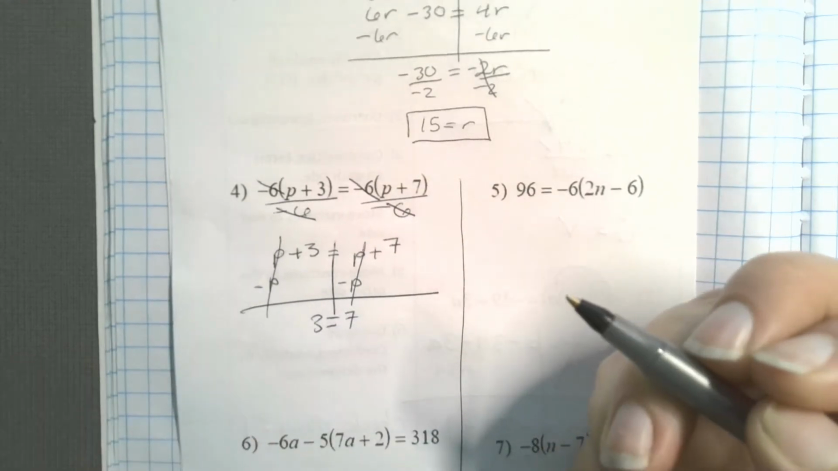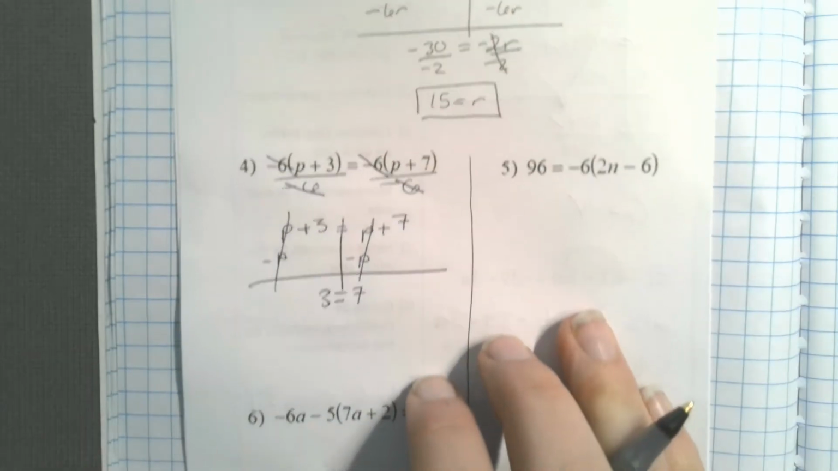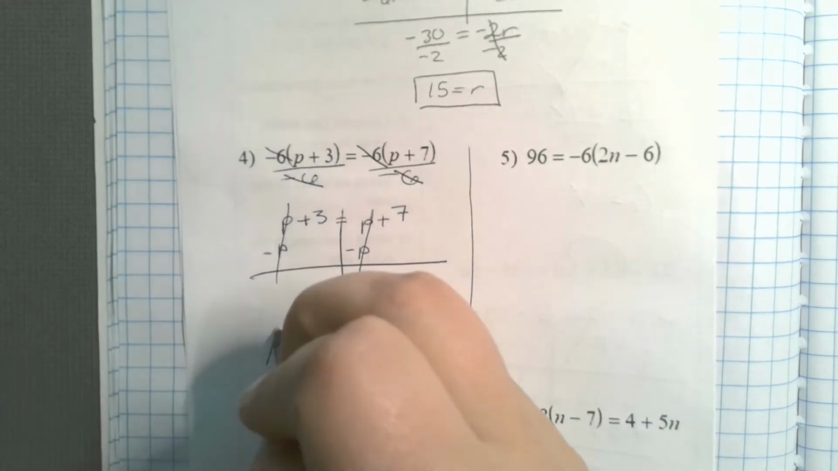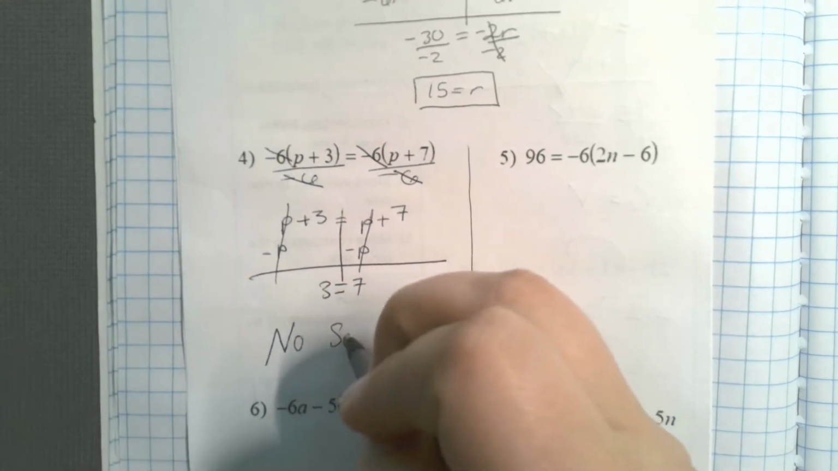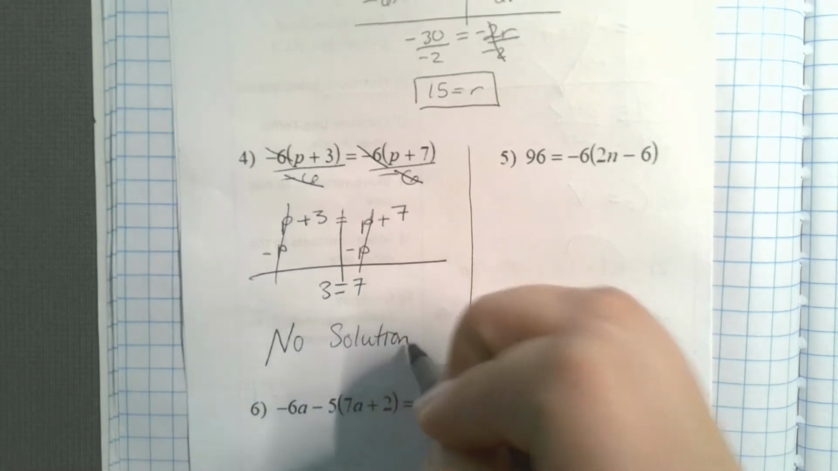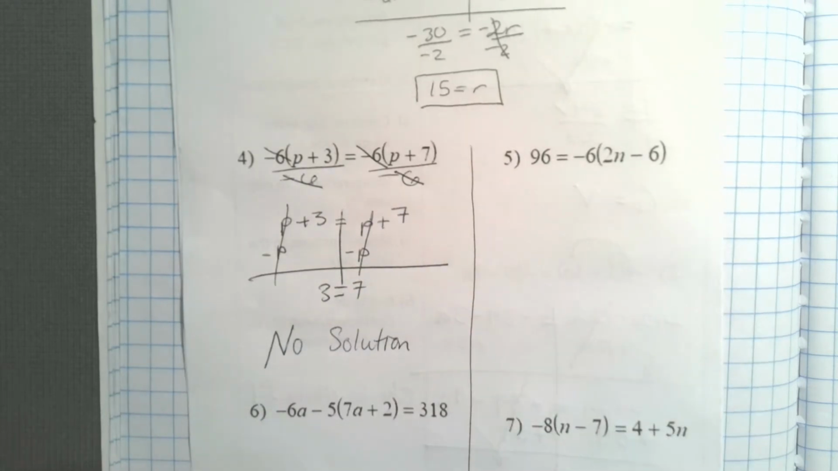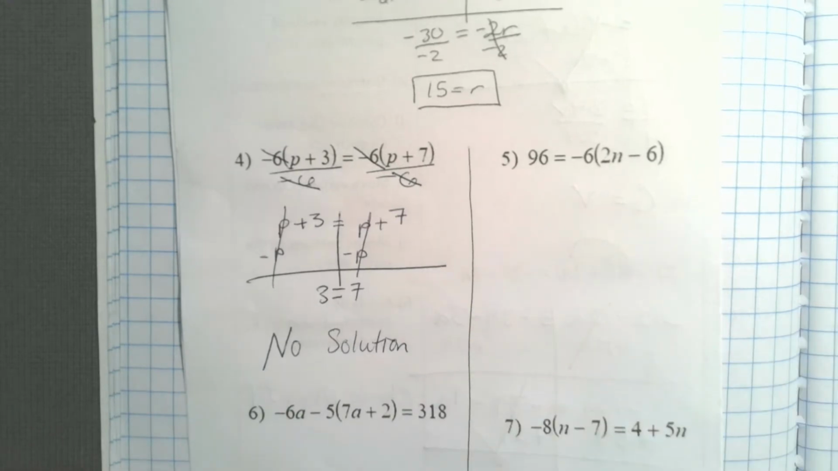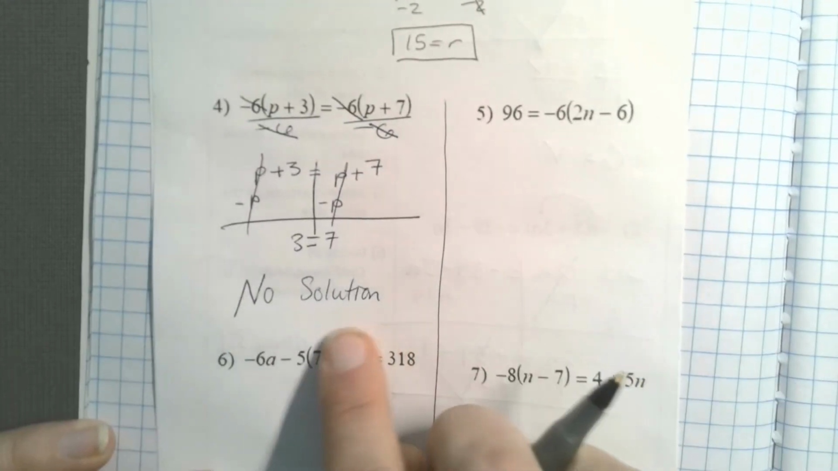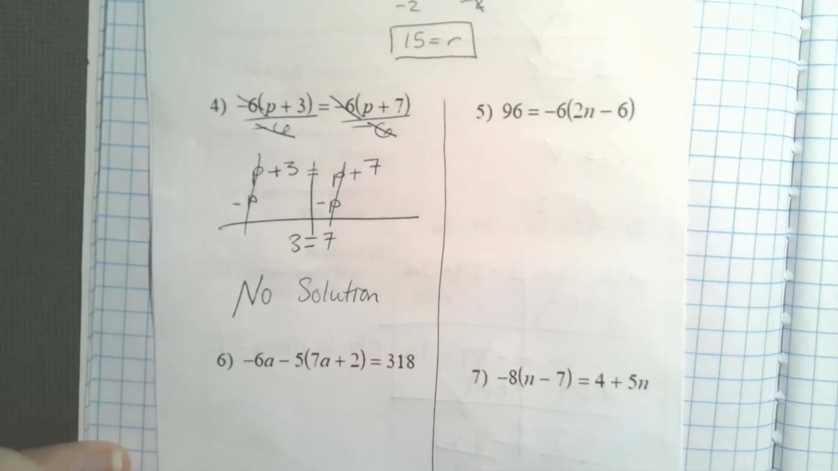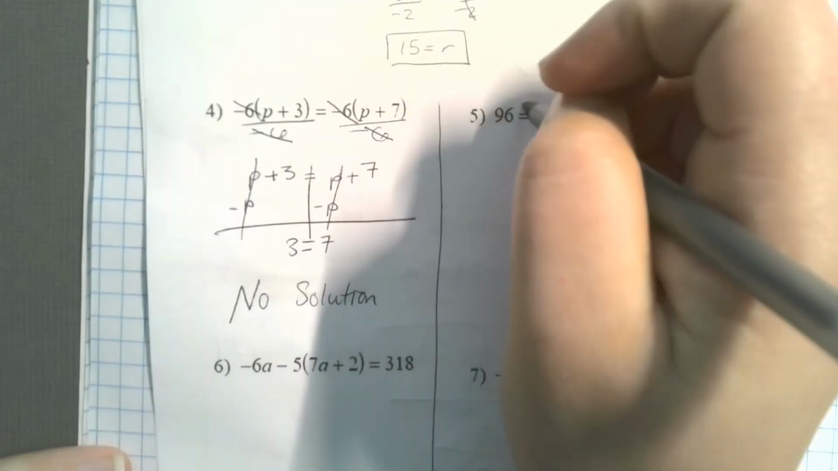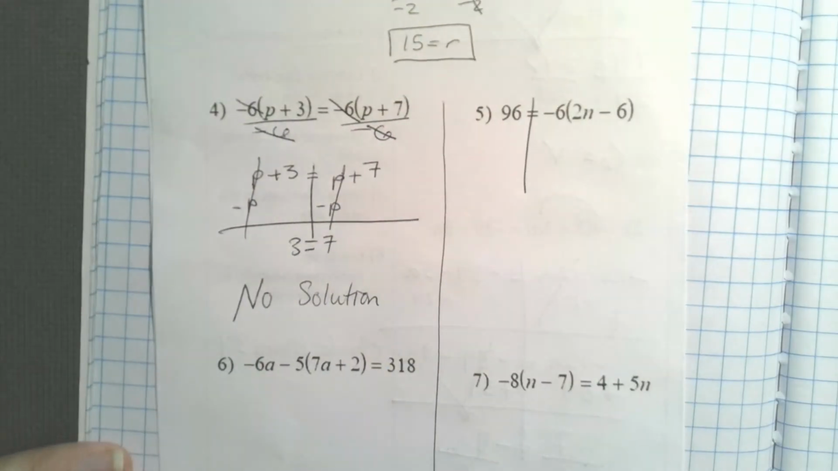Does 3 equal 7? Is 7 and 3 the same number? No. No solution's a really important thing because in real life, when you're using math to find solutions to problems, sometimes you're going to get that there is no solution. Sometimes that's just how it is. What do we do on number 5?